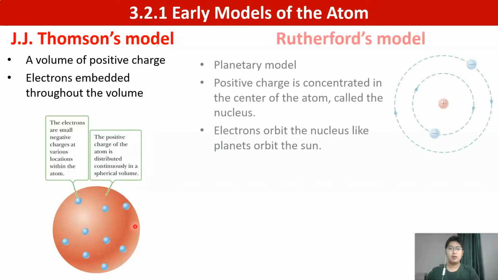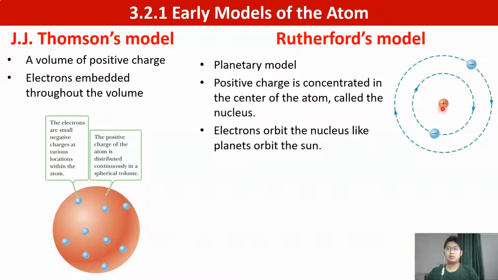The second one is the Rutherford model, which is a planetary model. A positive charge is concentrated in the center of the atom, called the nucleus. The electrons orbit the nucleus like planets orbit the sun. It really looks like a solar system.